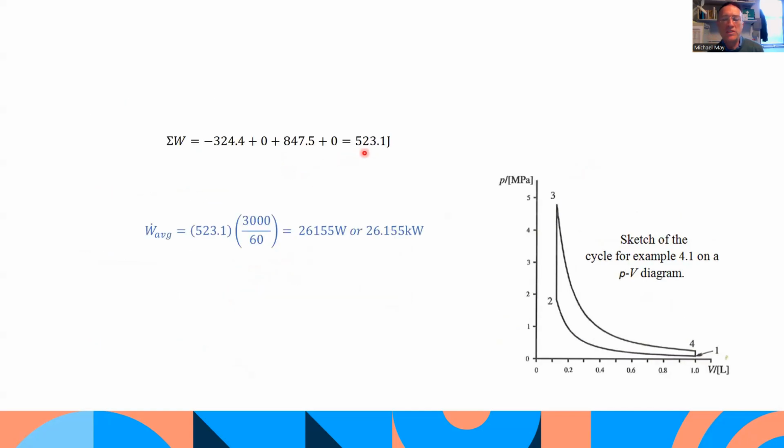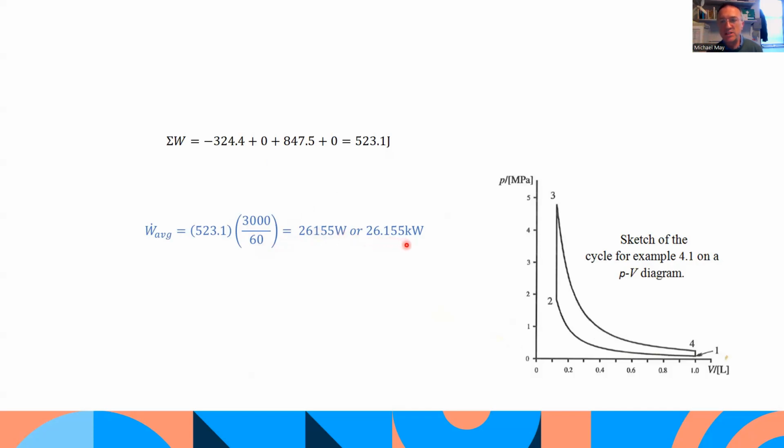But when we work them out, we see there's a net value of 523.1 joules. So there's a net positive amount of work being done on the crankshaft or whatever system it happens to be. If we multiply that by the revs per minute, which is 3,000, and divide that by 60 to get it into seconds, we have the rate of doing work, which is power. So that works out at 26155 watts or 226.155 kilowatts.